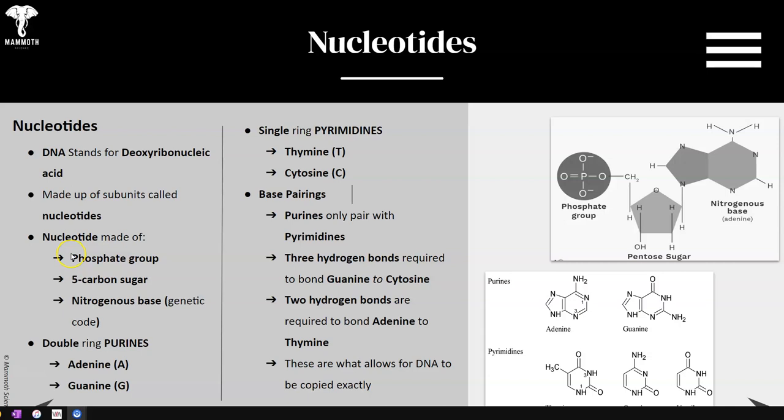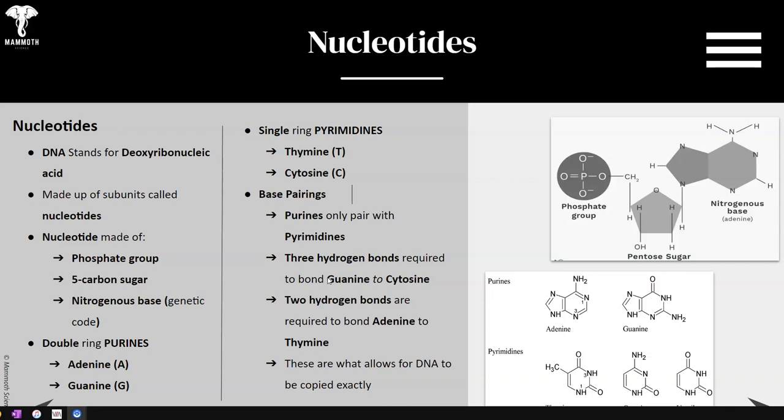The double ring bases, or purines, we call them, are comprised of adenine and guanine. When I say double ring, you see that there are two sugar rings that are connected at the nitrogenous base. If it's a single ring, they are called pyrimidines. Thymine, cytosine, uracil all fit that description. You can look right down here at the bottom. Now, the base pairings: purines only bond with pyrimidines.